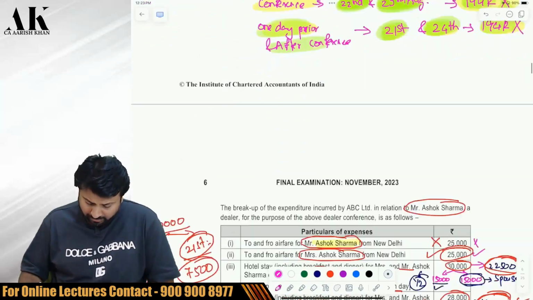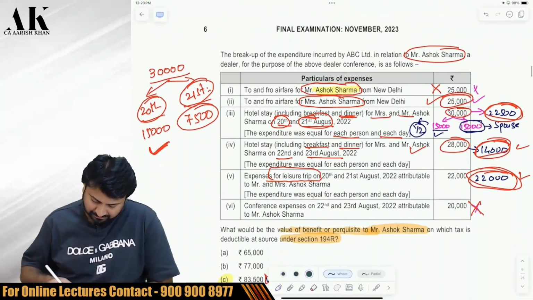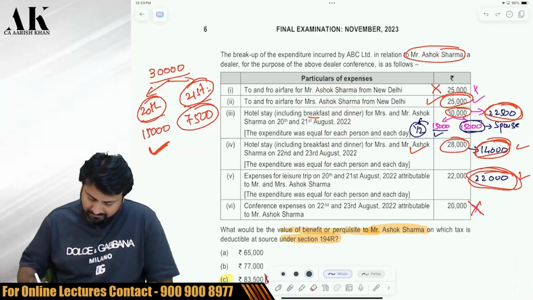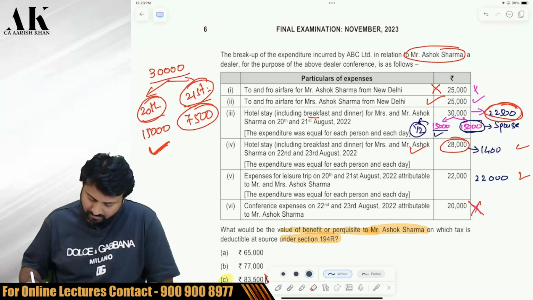So now let's see what all benefits they have given. Let's see one by one. First of all, the first benefit which they have given is, pay attention.